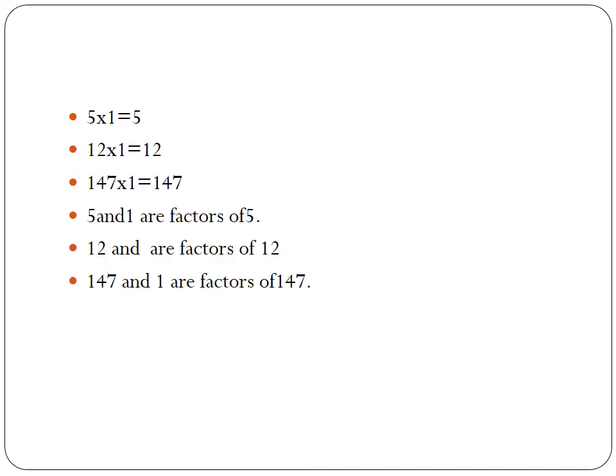Children, 5 multiplied by 1 is equal to 5. 12 multiplied by 1 is equal to 12. 147 multiplied by 1 is equal to 147. 5 and 1 are factors of 5. 12 and 1 are factors of 12. 147 and 1 are factors of 147 because they can divide the number completely.